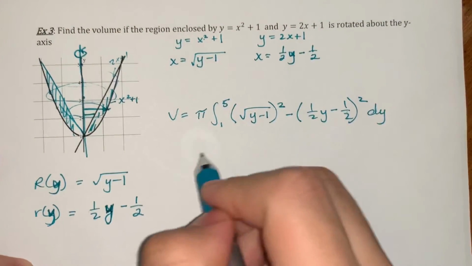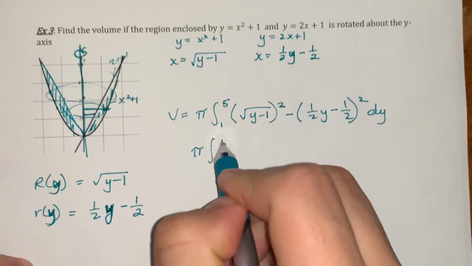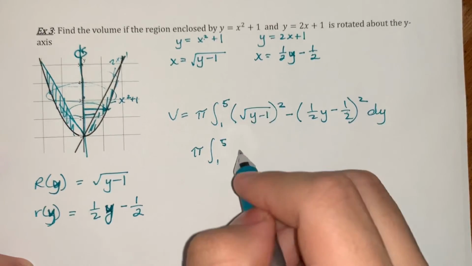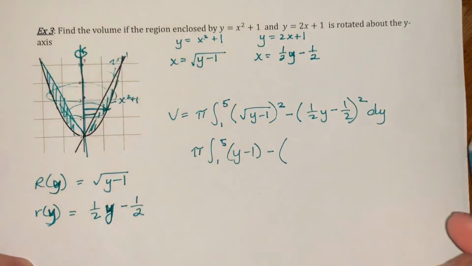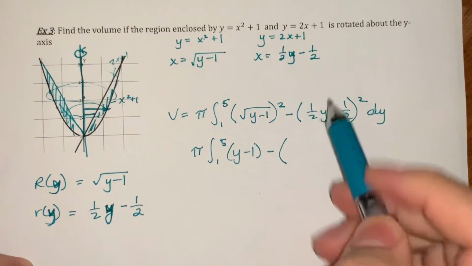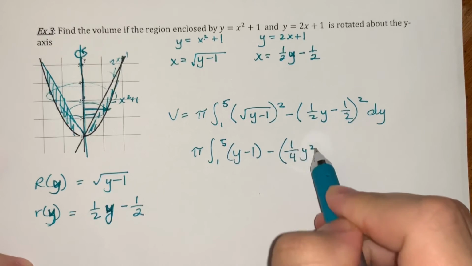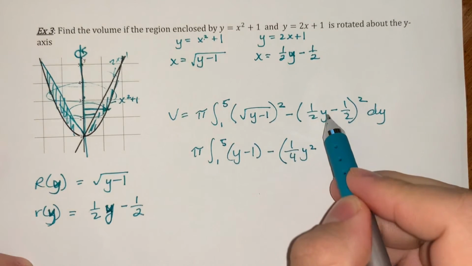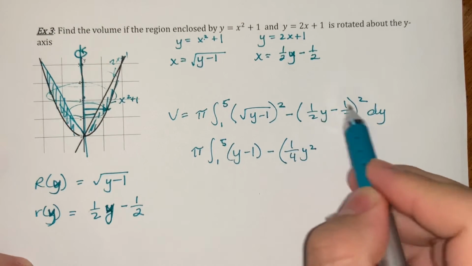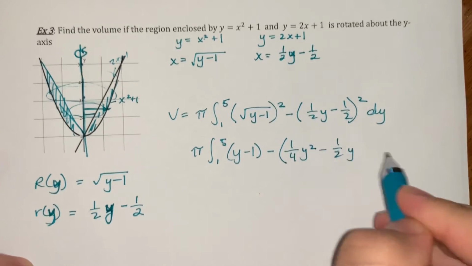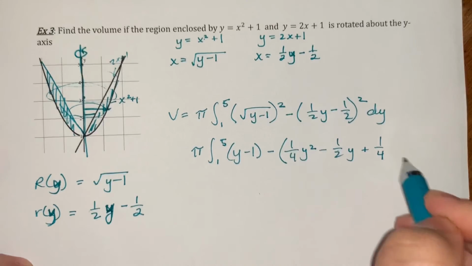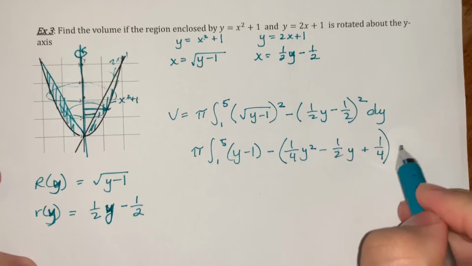Well, I'll at least do the next step. So it'll be pi from 1 to 5. The square root squared, we'll just get rid of, so y minus 1, minus, if I had to FOIL that, the first term is 1/4 y squared. Then minus 1/4 y minus 1/4 y is minus 1/2 y, plus 1/4, dy.